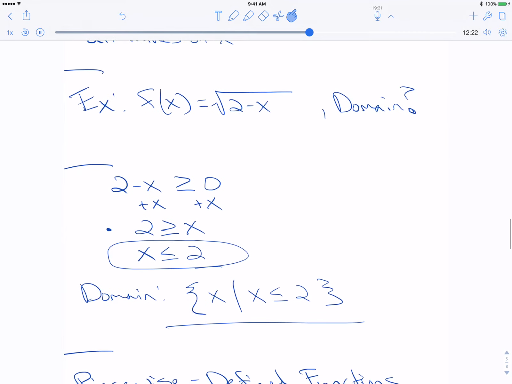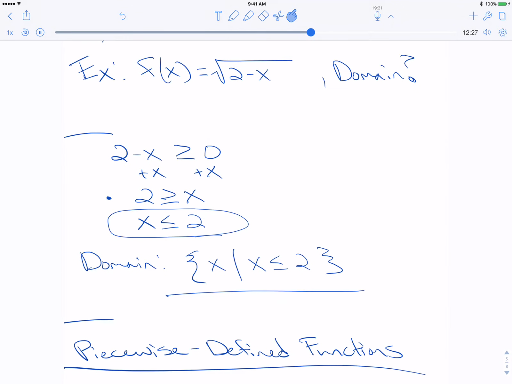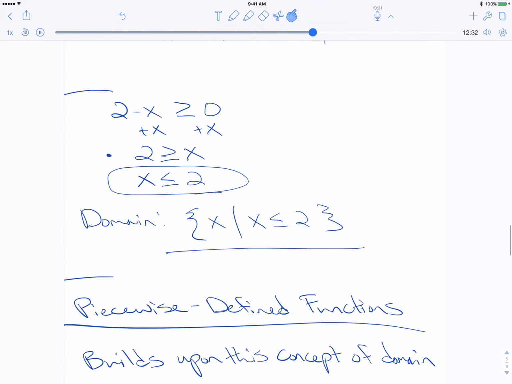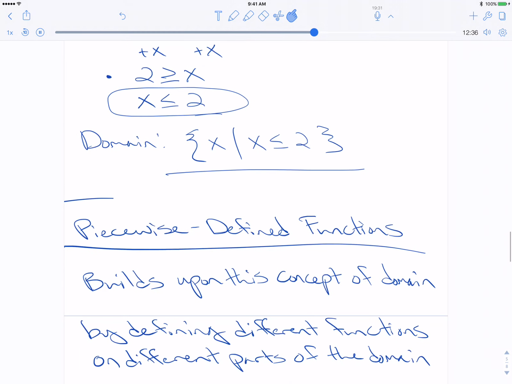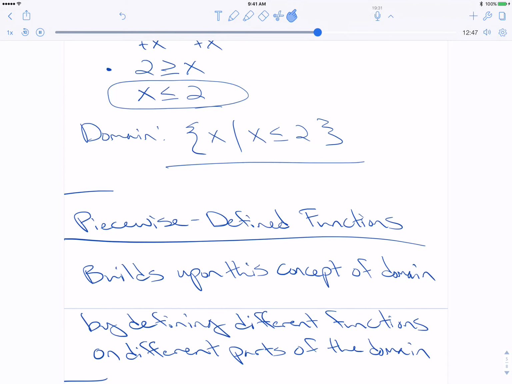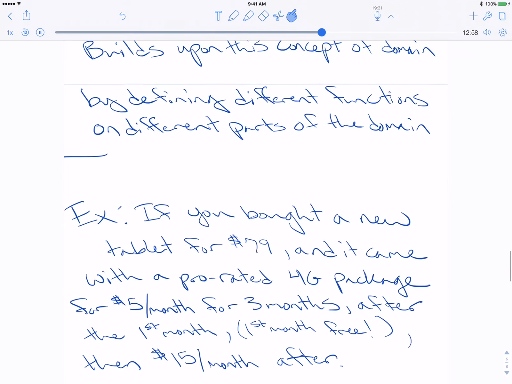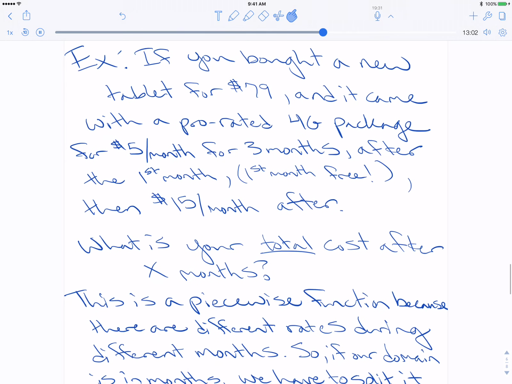The last big concept in this section is piecewise defined functions. This builds upon the concept that we've been talking about with domain. We've been talking about how to define our domain, and piecewise defined functions actually define different functions on different parts of the domain. So being able to define a specific section of domain and understand what that means allows you to then correlate that with the specific function appropriately to determine a function value. Let me give you an example. So, if you think of it in terms of something you might actually encounter, right?